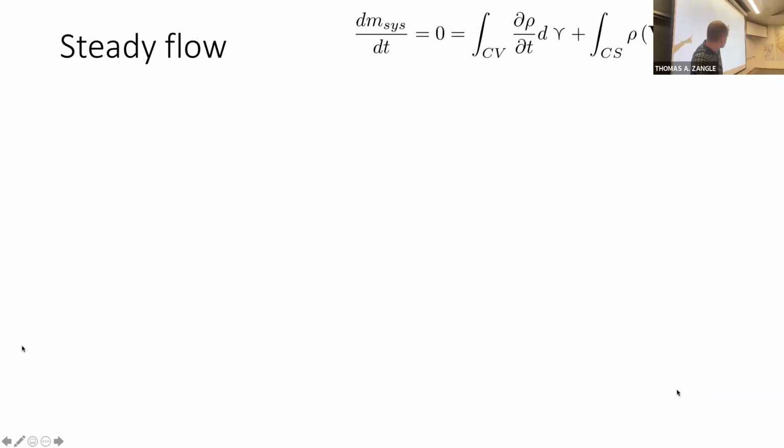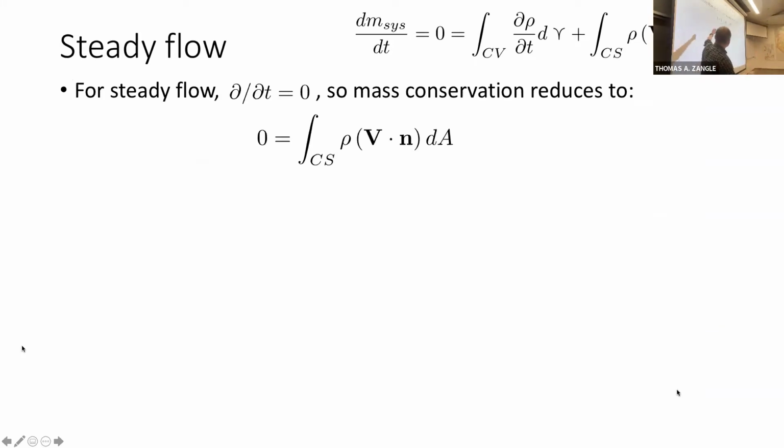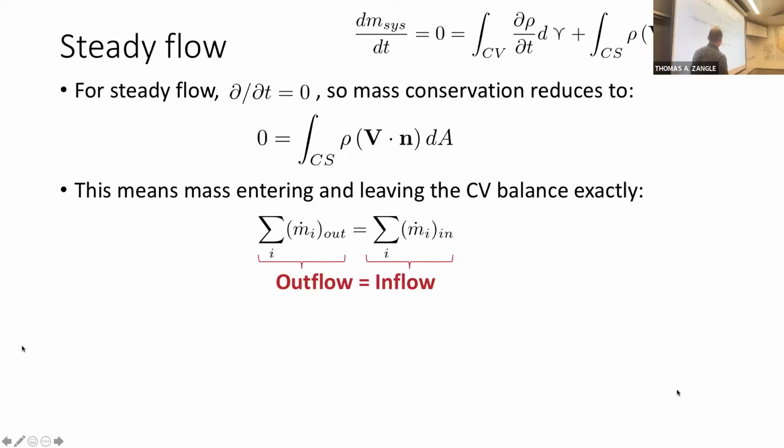All right, this rewrites our expression up top. And so mass conservation reduces to no change in time. If we consider separate inflow and outflow control surfaces, we can then write this in a simpler way. This would be discrete control surfaces. This is written in terms of this continuous integral over the whole surface of the box or whatever control volume. If we have discrete control surfaces, we can say the sum of our mass outflows is equal to the sum of our mass inflows.